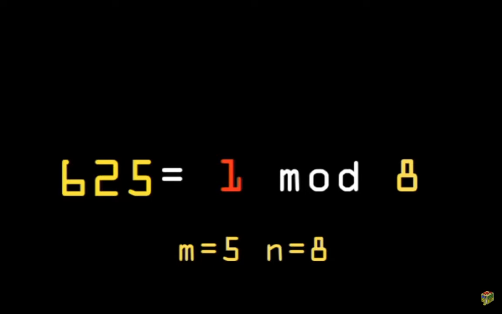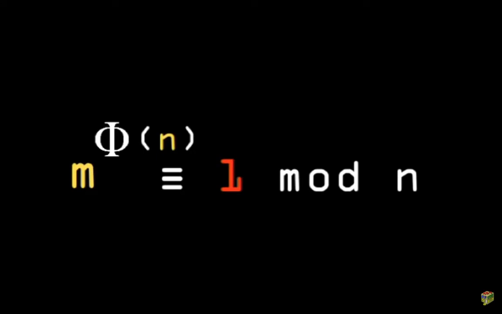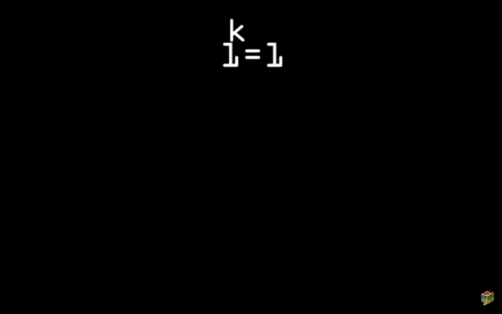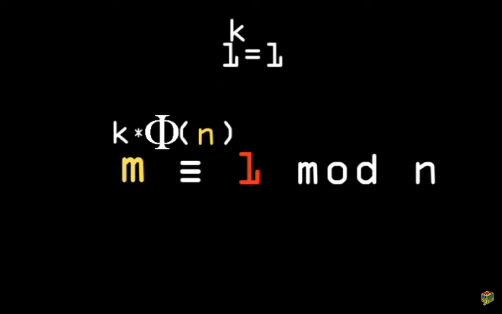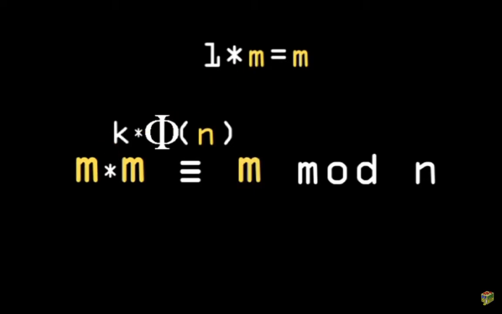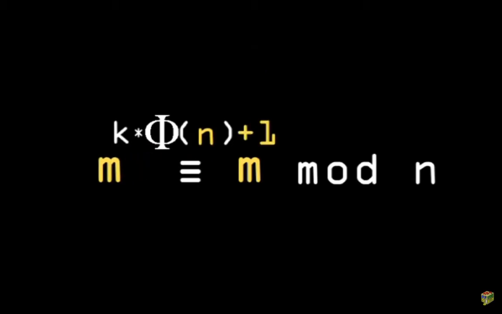Now, we just need to modify this equation using two simple rules. First, if you raise the number 1 to any exponent k, you always get 1. In the same way, we can multiply the exponent phi of n by any number k, and the solution is still 1. Second, if you multiply 1 by any number, say m, it always equals m. In the same way, we can multiply the left side by m to get m on the right-hand side. And this can be simplified as m to the power of k times phi of n plus 1.